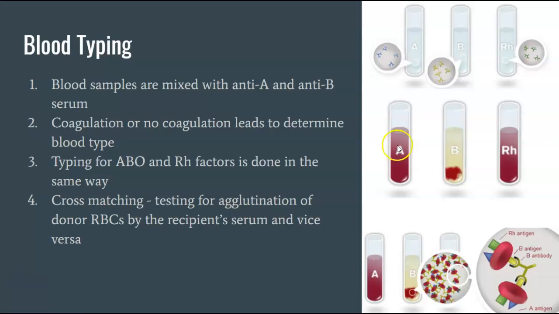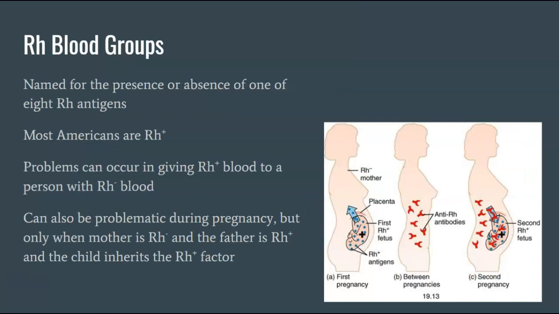You should do this testing if you are getting blood from a donor or doing a transfusion, of course. I cannot stress this enough. You don't want your blood to coagulate in your arteries and veins. I can't even imagine. That would be so painful. Now, Rh blood groups, that's the other type of blood group. ABO is your general blood group that we talked about.